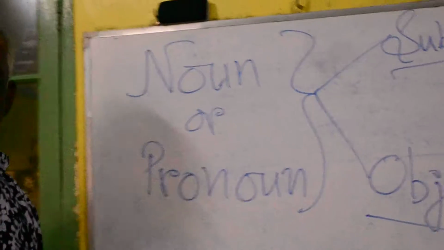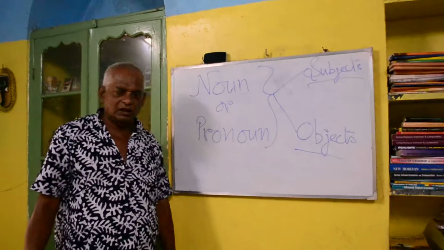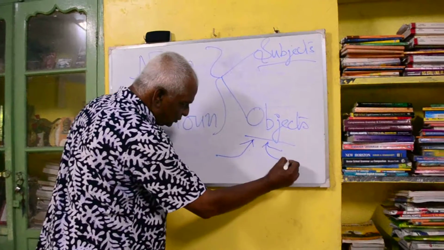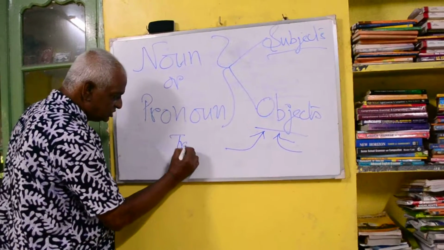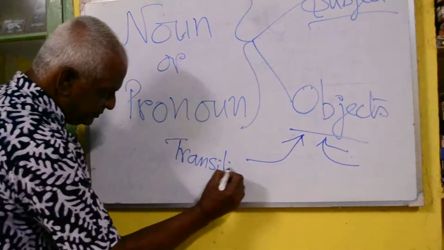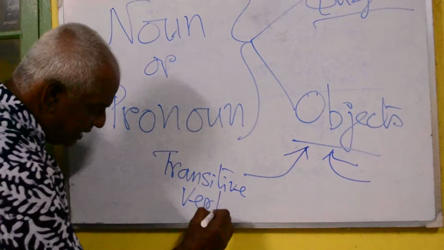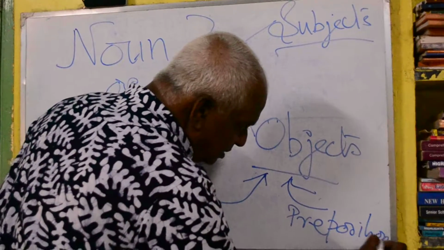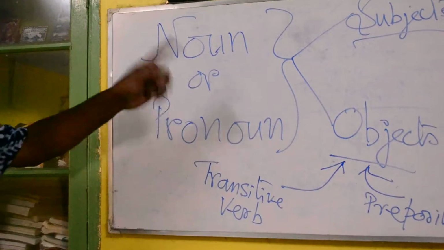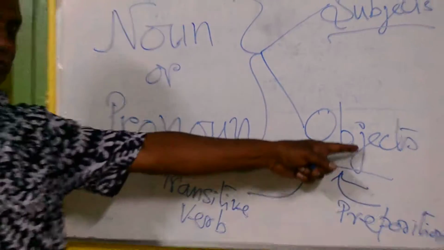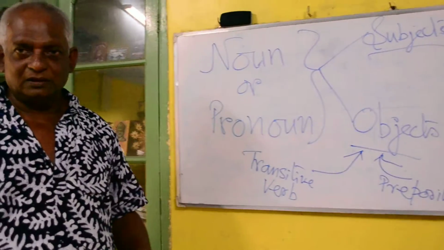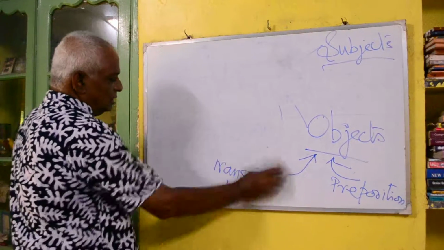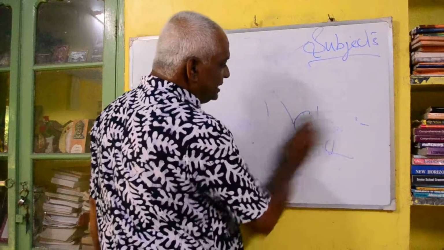Subjects are used before the verb to begin the sentence, and objects, there are two parts of speech which are always followed by a noun or pronoun. One is the transitive verb, and the other is the preposition. These two are always followed by some noun or pronoun, and they are called objects of transitive verb or objects of preposition. Okay, so let us switch over to the second part of speech, that is how to define a noun or pronoun.